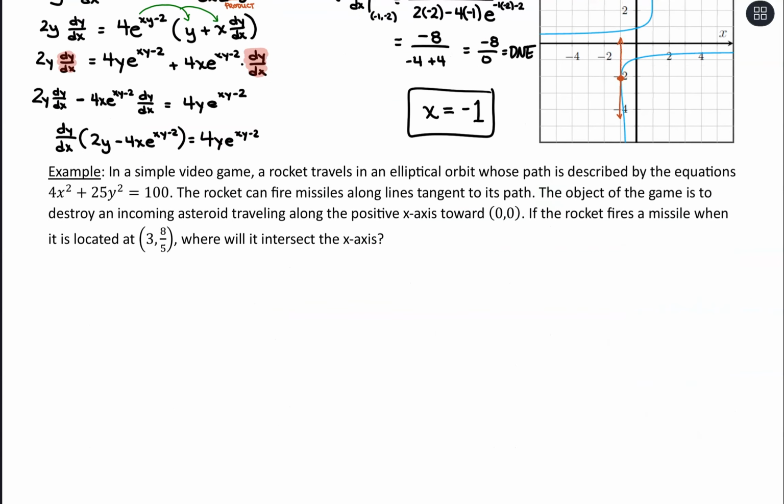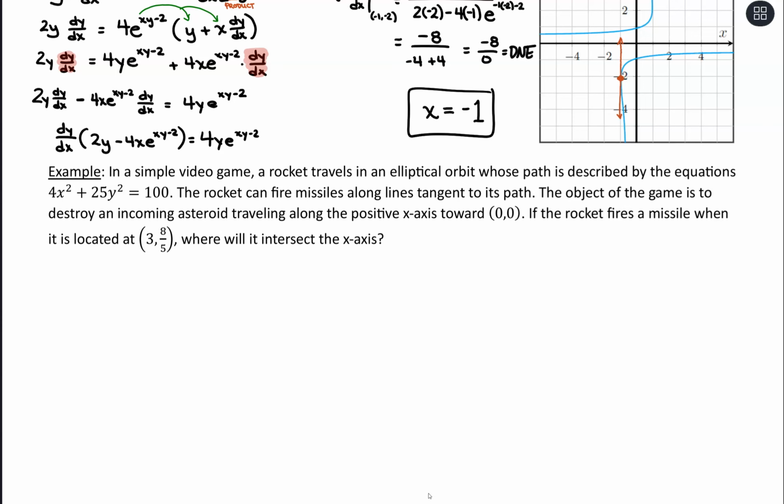Okay, last example here, one more with implicit differentiation, a little word problem. We have a simple video game, and a rocket travels in an elliptical orbit whose path is described by the equation 4x squared plus 25y squared equals 100.